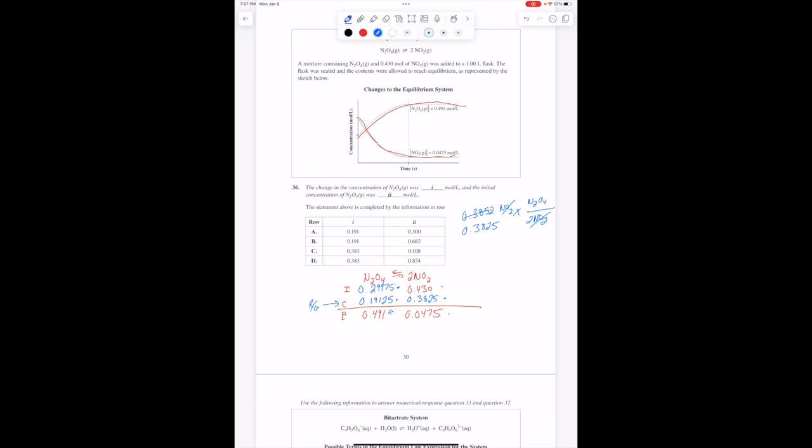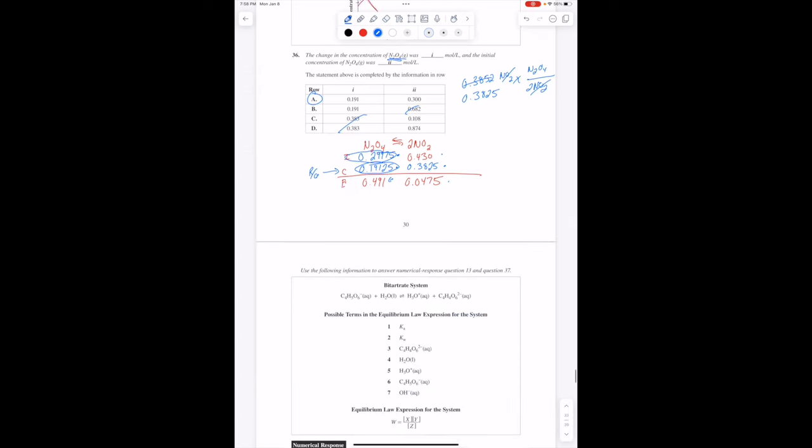Okay, the change in the concentration of N2O4 was 0.191. So that is A or B. And the initial concentration of N2O4 was 0.299, so the 0.3. Answer is A, 36A. Okay, that took a long time. Hopefully these next ones are shorter.